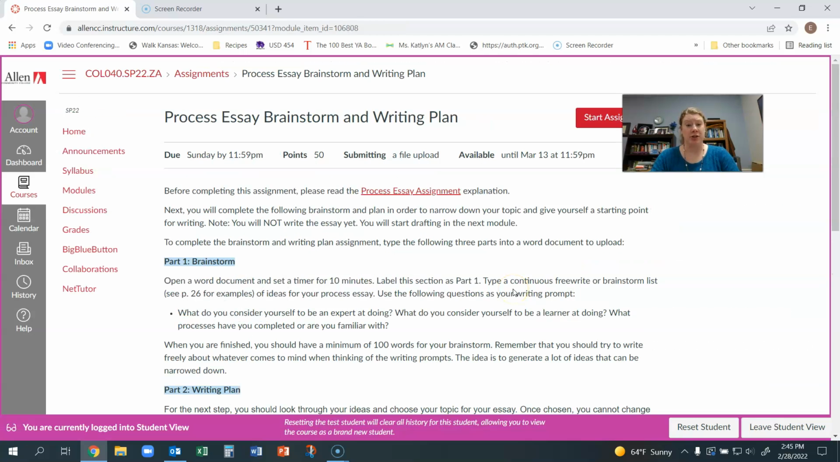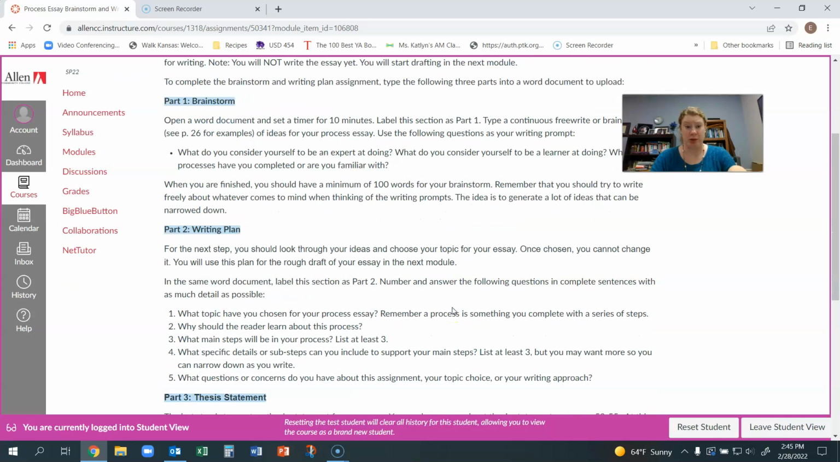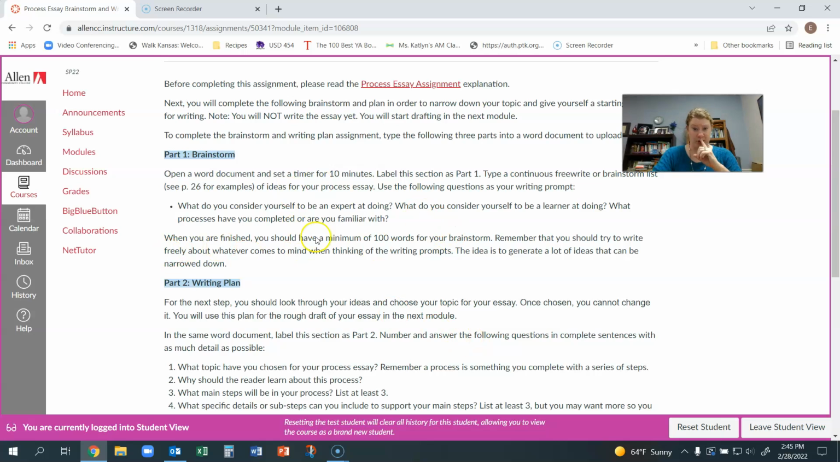So the first thing you're going to do is complete the process essay brainstorm and writing plan. It's similar to the one we did for the illustration paragraph, but there's 3 parts instead of 2. So the first part is a brainstorm. It's another free write. Set the timer for 10 minutes, write about this prompt right here for 10 minutes, and then that will be your first part.